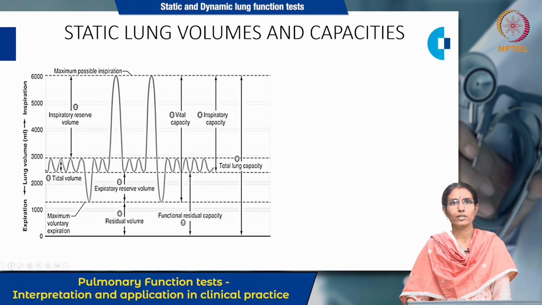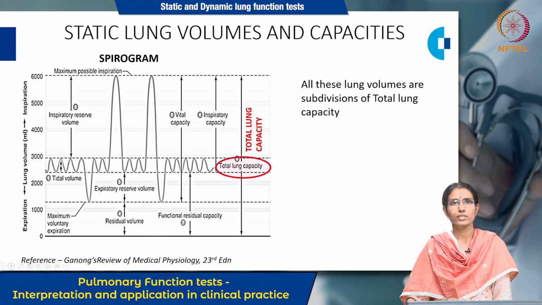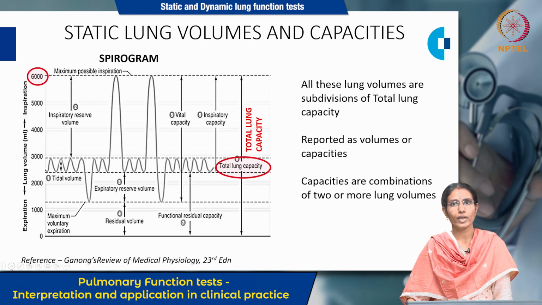So using this spirometer, the graph we obtain is called the spirogram. In this spirogram, you can see all the lung volumes and capacities which have been plotted in this graph. And all these lung volumes are subdivisions of total lung capacity. Total lung capacity is around 6000 ml or 6 liters. And these are interpreted as volumes and as capacities. There are 4 lung volumes and 4 capacities. What are capacities? Capacities are combinations of 2 or more lung volumes.